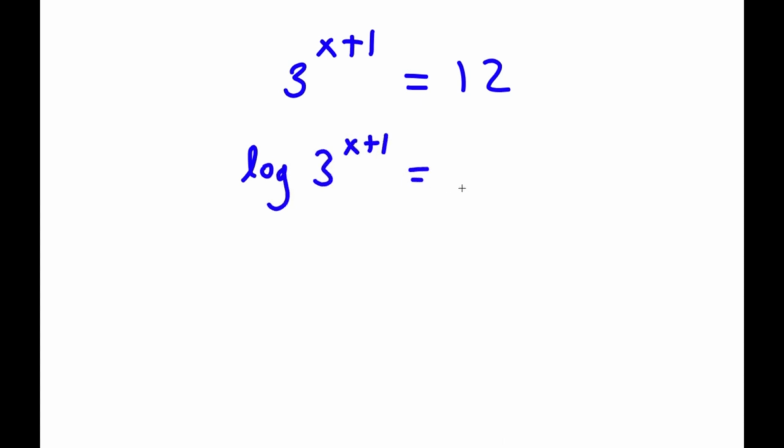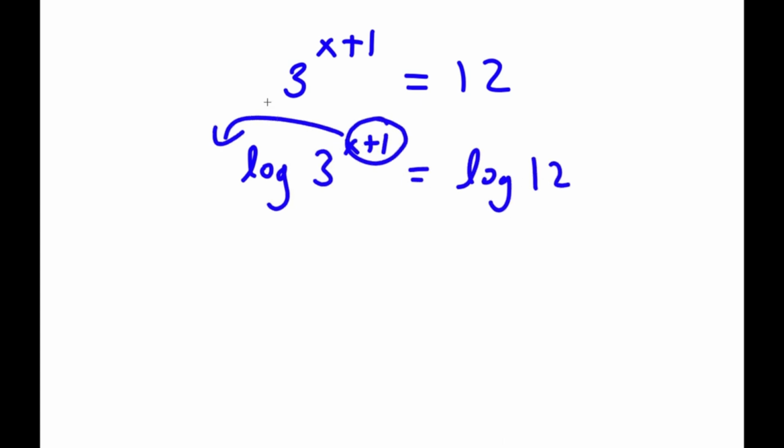Alright, so in this problem, I have 3 to the power of x plus 1 is equal to 12. So, let me write this down. 3 to the power of x plus 1 is equal to 12. So to solve this problem, I'm going to first start by taking the log on both sides. So now I have log 3 to the power of x plus 1 is equal to log 12.